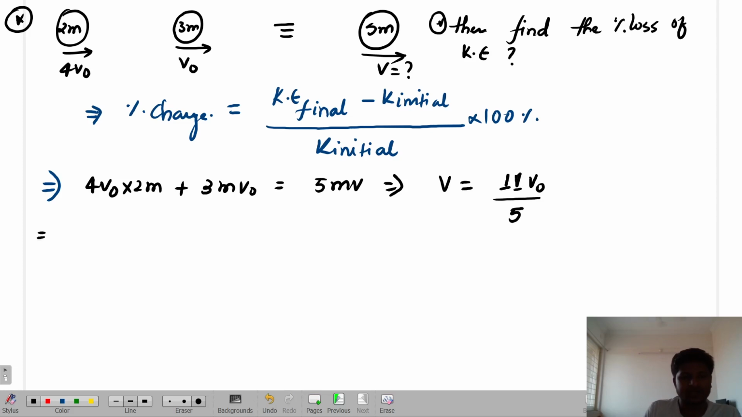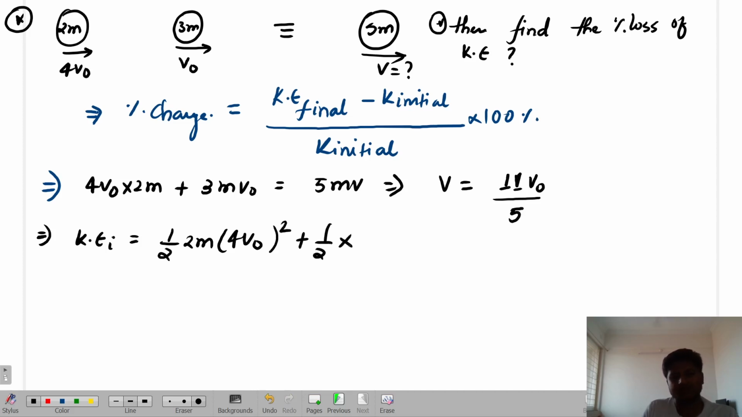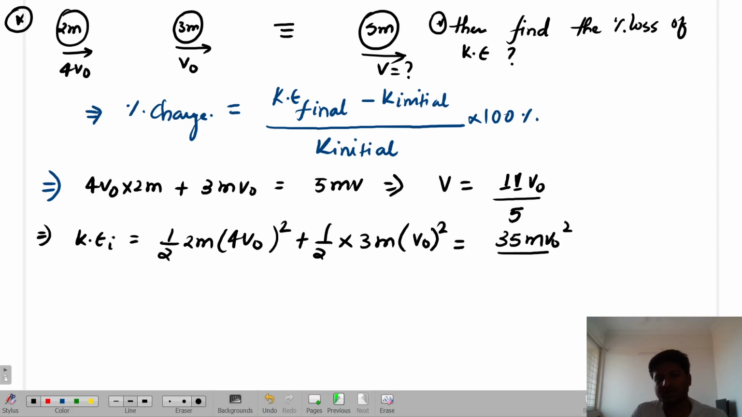So if I look into kinetic energy initial, how much is that? 1 by 2, 2m into 4 v naught square, plus 1 by 2 into 3m into v naught square. If you solve this, I think you will get 35 m v naught square divided by 2. Is that clear or not?